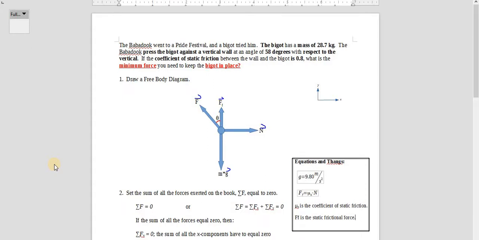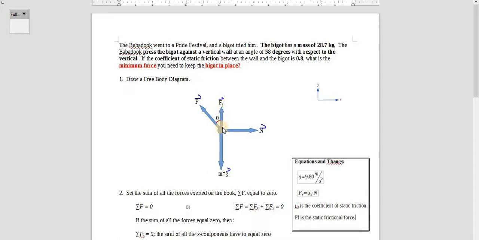The first thing we need to do is draw a free body diagram of all the forces that are exerted onto the object. These are all the forces that are exerted on the bed, that's on the wall. We have the Babadook's force. Then we have the frictional force, which is F sub F.